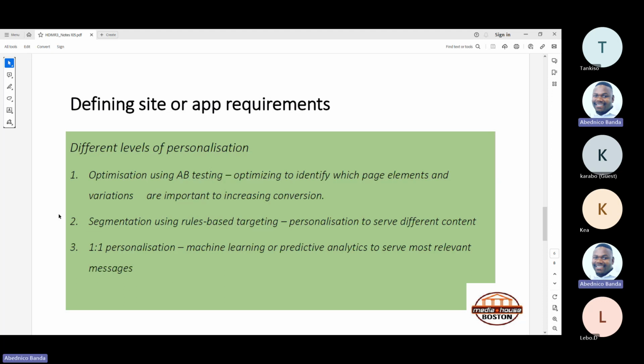So different levels of personalization: optimization using A/B testing, which is done in growth hacking, optimizing to identify which page elements and variations are important to increasing conversion. So you need to be well aware that not all pages of a website perform the same. Segmentation using rule-based targeting. So this will be personalization to serve different content, and also machine learning or predictive analytics to serve the most relevant messages.